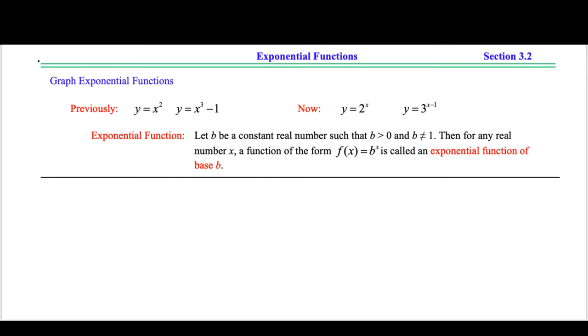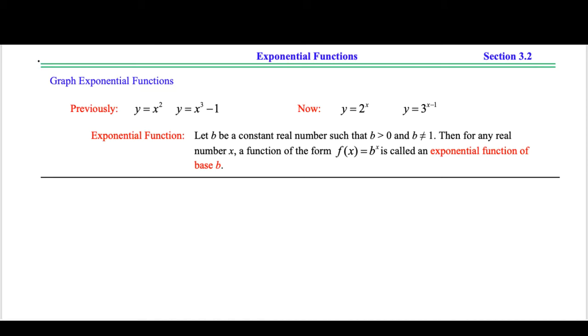The base is the number being raised to some power, or to an exponent, right? And the exponent is a variable, so it has a constant base and a variable exponent. Examples of exponential functions would be 2 raised to the power of x, or 3 raised to the power of x minus 1, because in both of those cases the variable term is in the exponent.